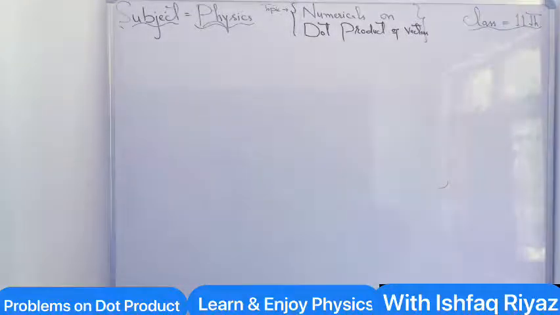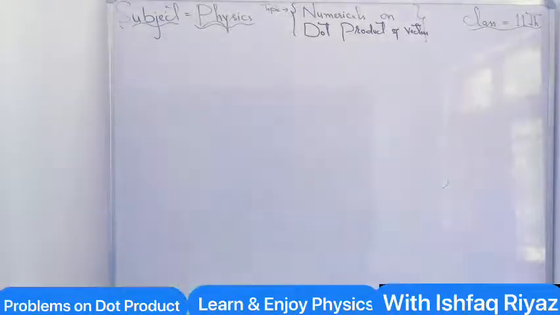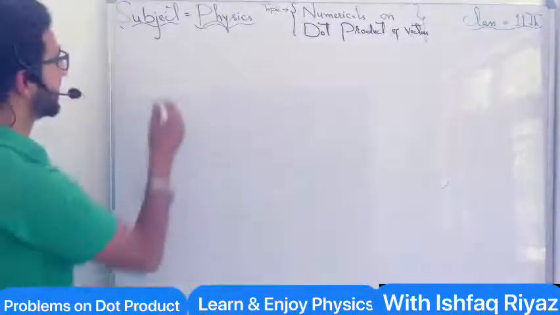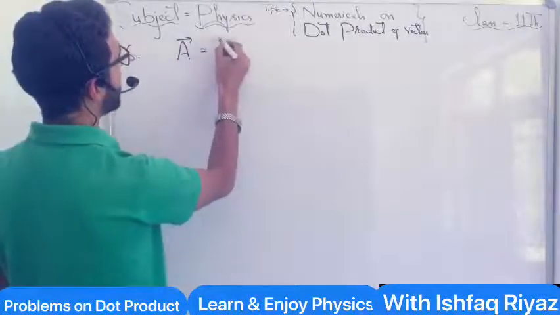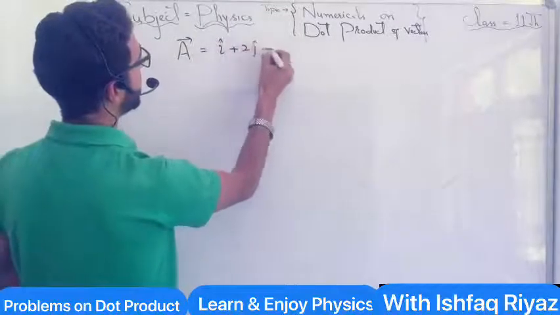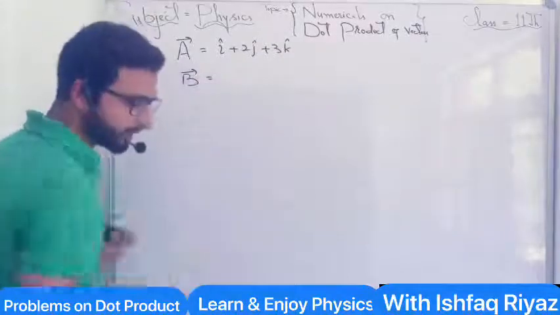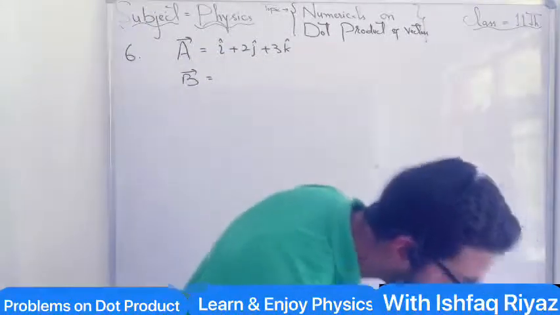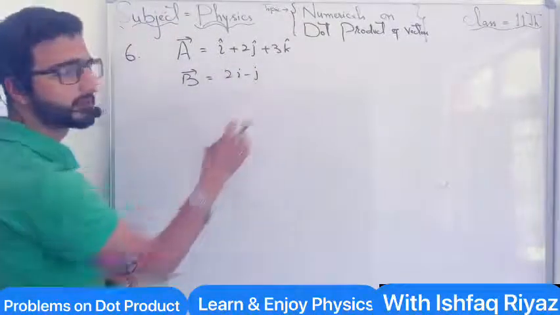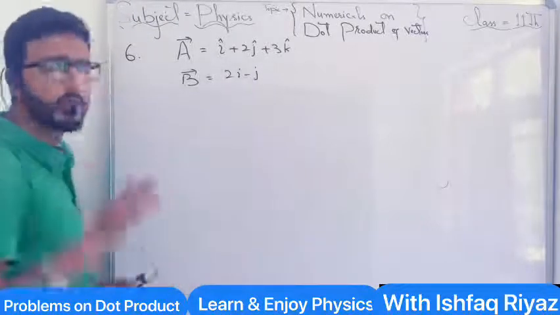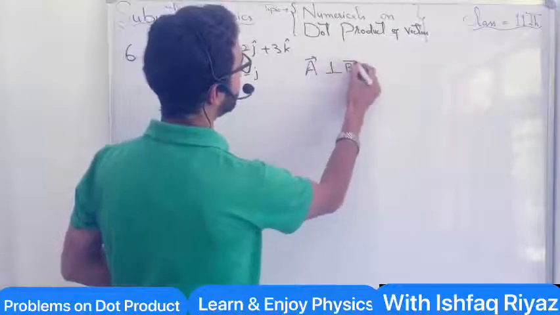Prove that vector A and vector B are perpendicular to each other, where vector A is given by i plus 2j plus 3k. Question number 6. And the vector A is given by i plus 2j plus 3k, right? Okay, what about vector B? That is given by 2i minus j. There is no k term, so you can write it 0k. What we have to prove? We have to prove that vector A is perpendicular to vector B.